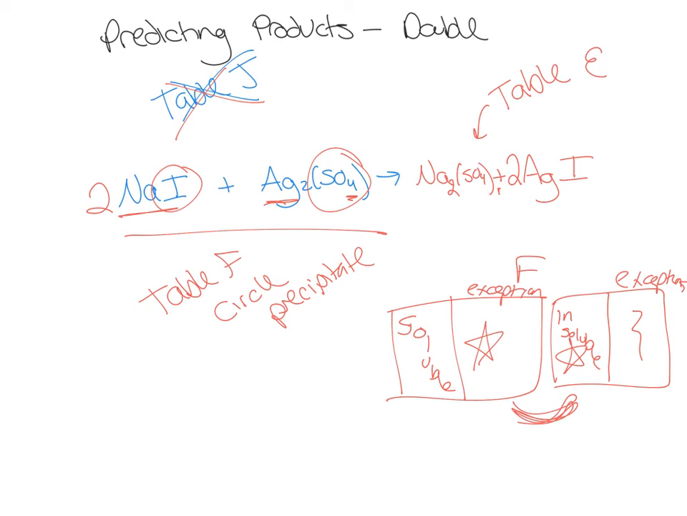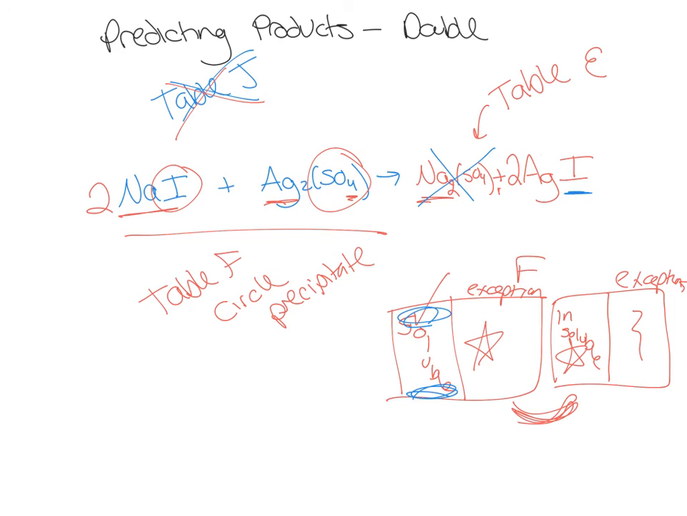In this case, I see that sodium is group 1. So that means it's always soluble. That's going to be like over here. I also see that sulfate is always soluble except with a bunch of things. In this case, sodium is not one of them. So this is not my precipitate. You don't have to cross it off. I just did so that you can see that. Okay? Now let's look at the other one.